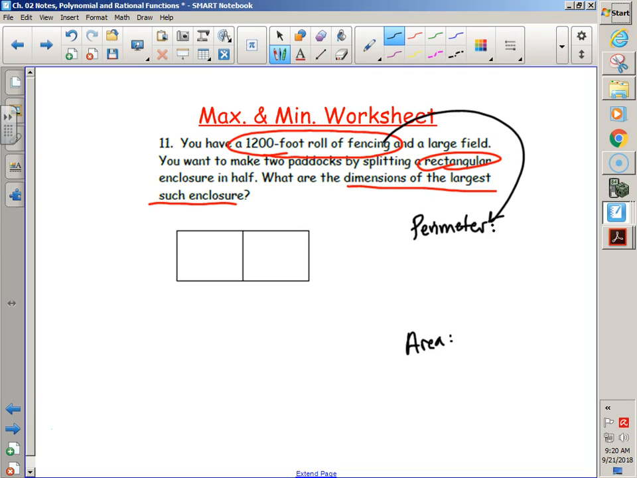Inside is area. Enclosure. They want the largest enclosure, aka they want to find the maximum area. Translate the math. What dimensions? Find the length and the width. Find, I'm guessing, x and y. We haven't even labeled the picture yet, but it's saying the largest enclosure, the largest inside. They don't care about the fencing. I mean, we only have so much anyway. They care about the maximum area, making the biggest paddocks possible.